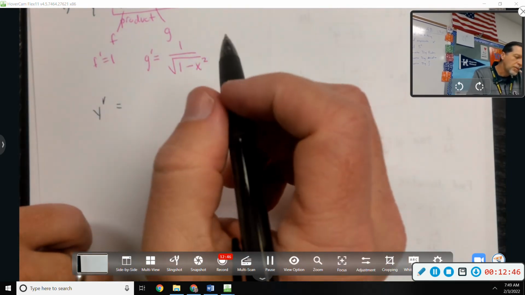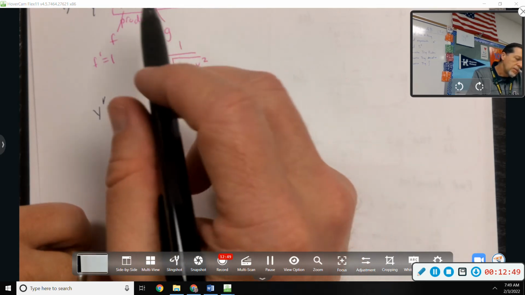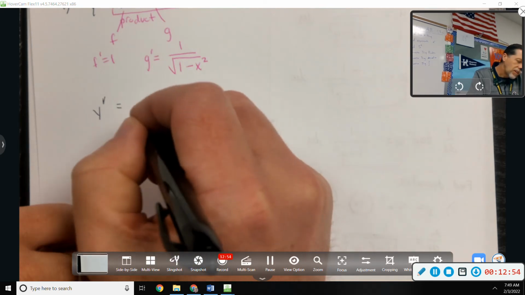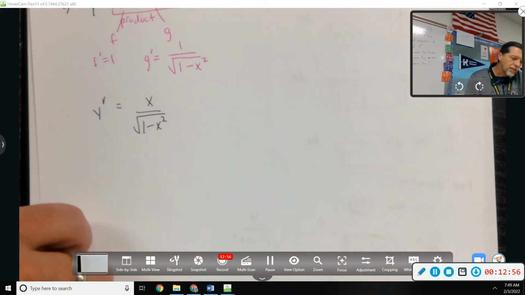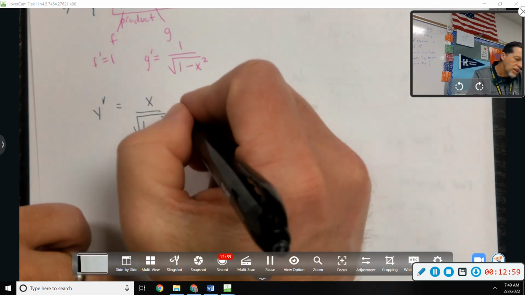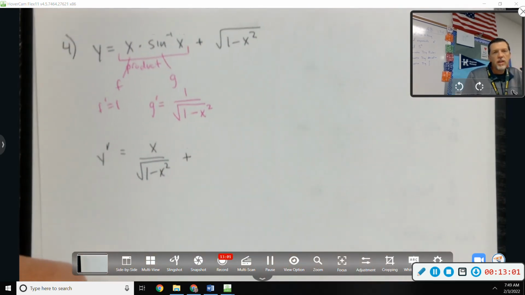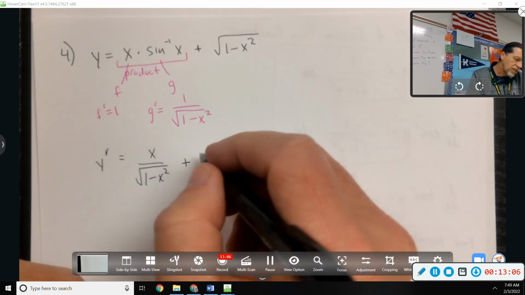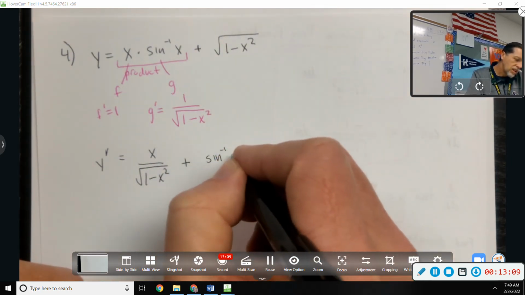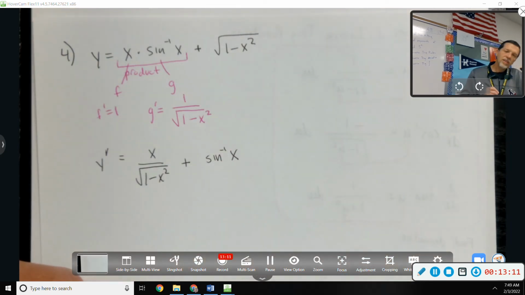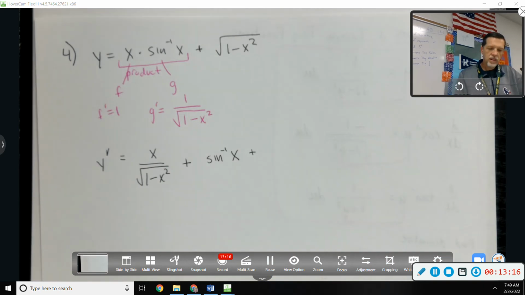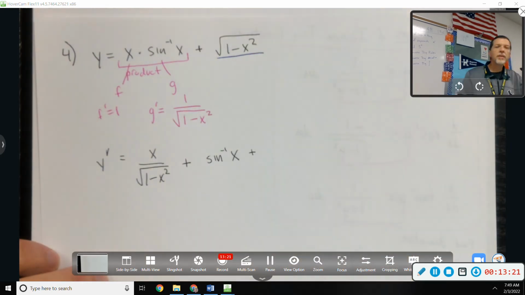So y prime would be first times derivative of the second. So x over square root 1 minus x squared plus second times derivative of the first, inverse sine of x, and then plus, I need to not forget about this over here, the rest of this problem.